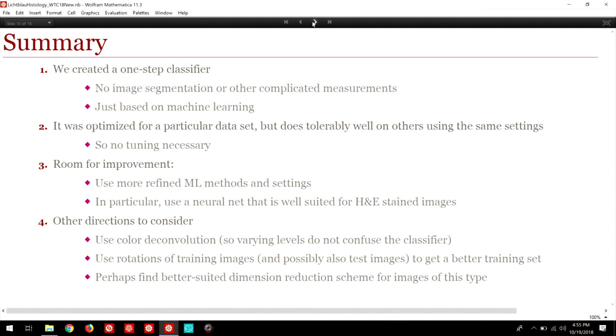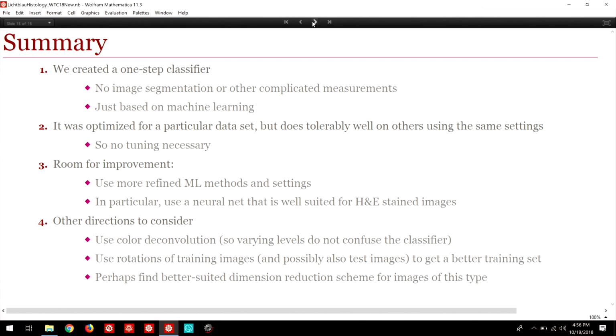Okay, so I'm getting pretty close to out of time, but I think I'm also close to out of slides. Okay, so what did we do? It's a one-step classifier, no segmentation, no Voronoi, no hardcore image processing or computational geometry. Some of my colleagues might be disappointed to hear that, but sorry. The pathologist just wants a diagnosis. So this is based on machine learning, and it's end-to-end.